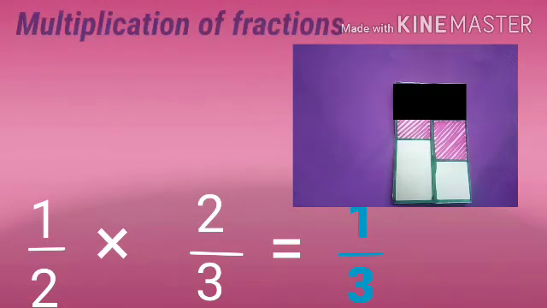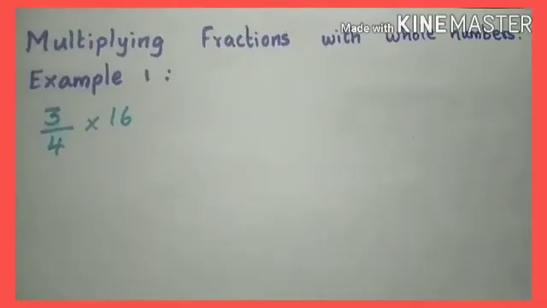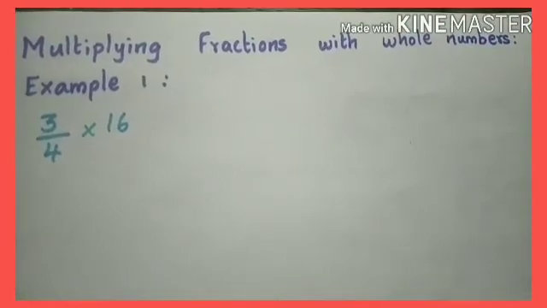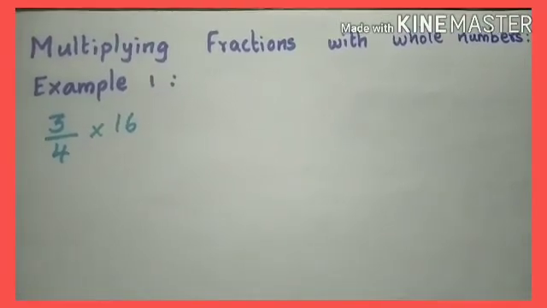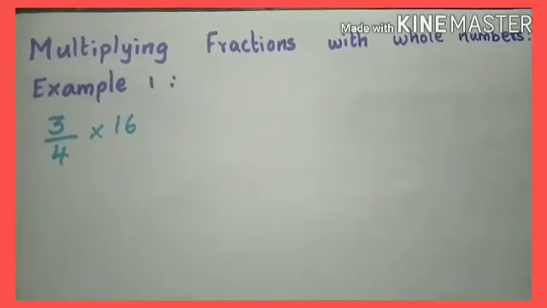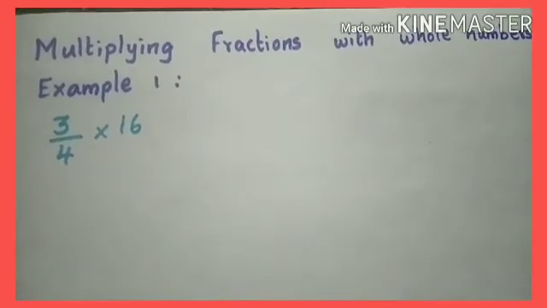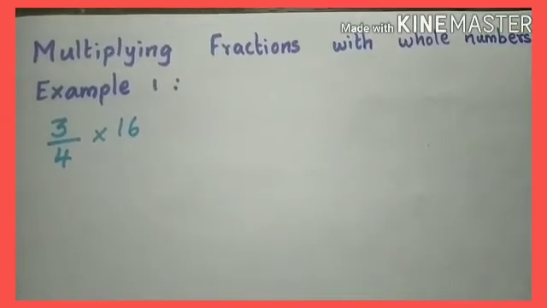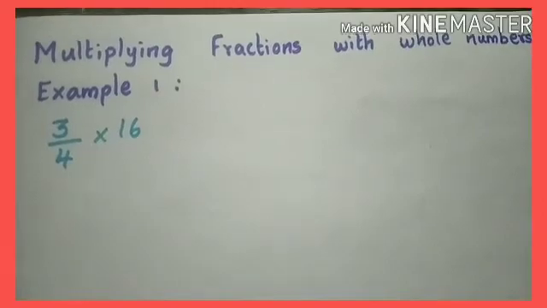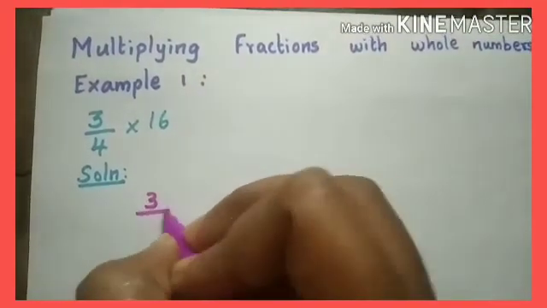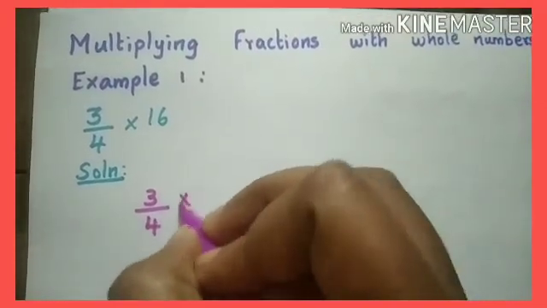Let us see some problems by doing calculation. Multiplying fractions with whole numbers. Example 1. Multiply 3 by 4 by 16. Students, let's multiply 3 by 4 by 16. First write 3 by 4 into 16. Here 16 is a whole number.